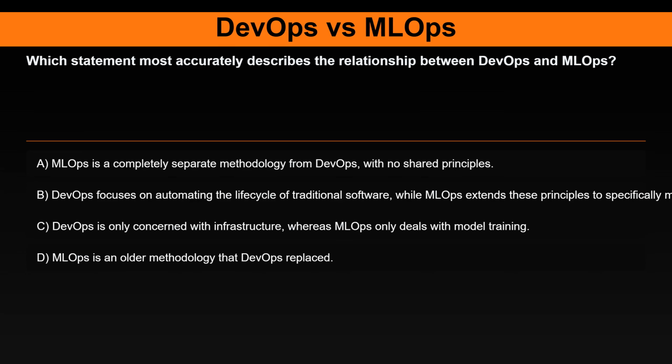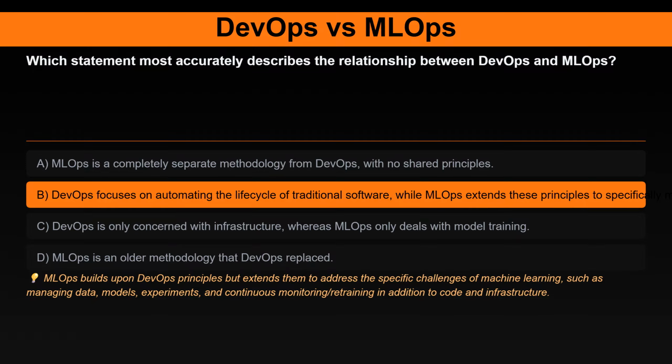Question 4. Which statement most accurately describes the relationship between DevOps and MLOps? Option A. MLOps is a completely separate methodology from DevOps, with no shared principles. Option B. DevOps focuses on automating the lifecycle of traditional software, while MLOps extends these principles to specifically manage the unique complexities of machine learning systems, including data and models. Option C. DevOps is only concerned with infrastructure, whereas MLOps only deals with model training. Option D. MLOps is an older methodology that DevOps replaced.